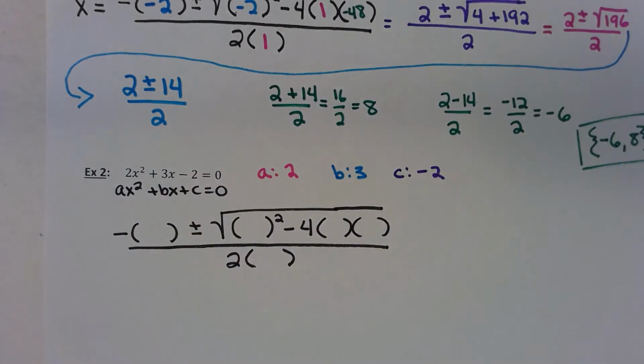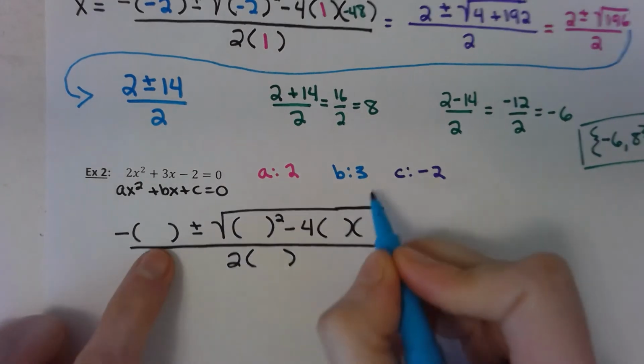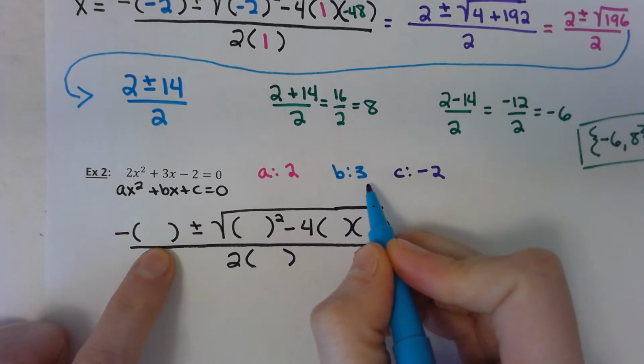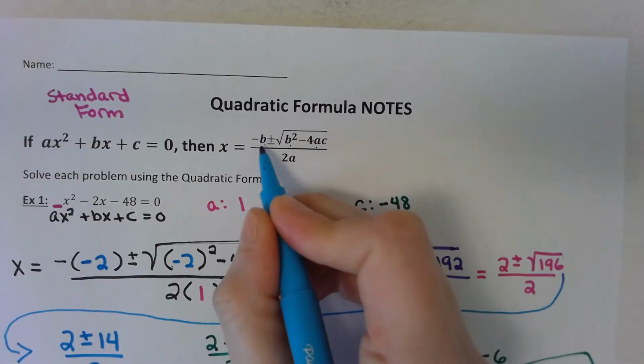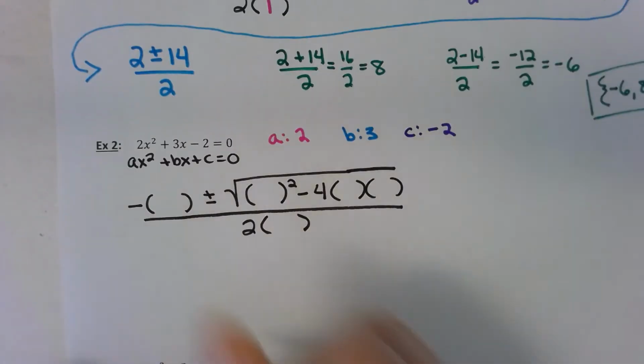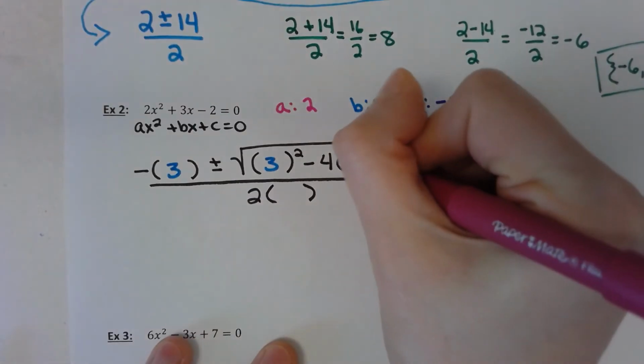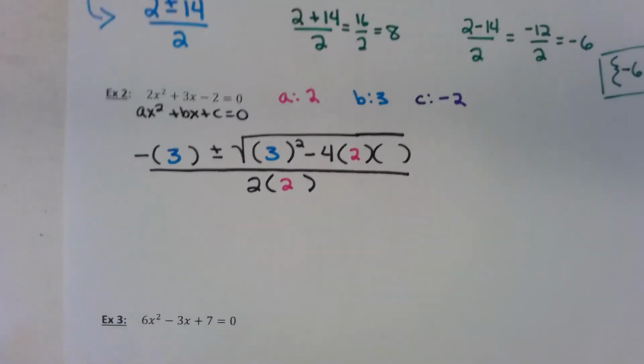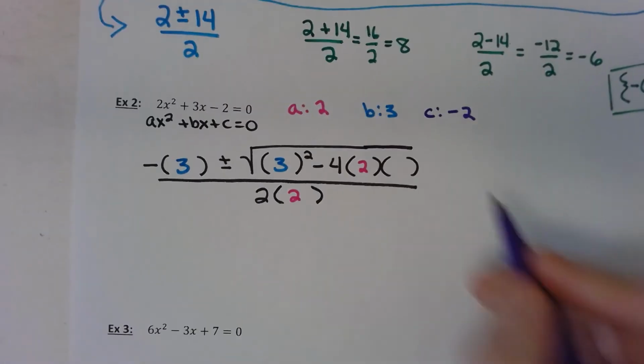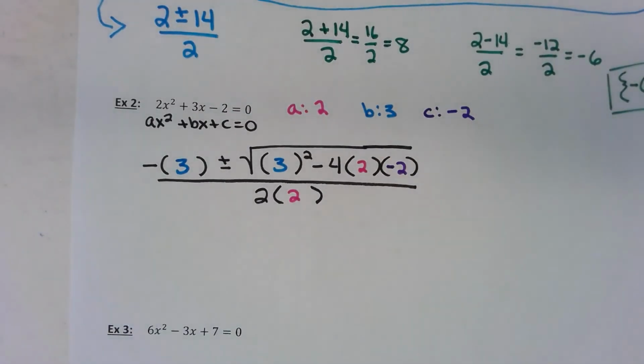Okay. So now we need to plug in our values. My b value is 3, and on the quadratic formula, it has a b here and here, so I'm putting 3 in those first 2 parentheses. My a value goes here and here, so I've got a 2 here and a 2 here. And finally, my c value, negative 2, is going to go right down here. Okay, so we did that first step, and now we need to simplify.